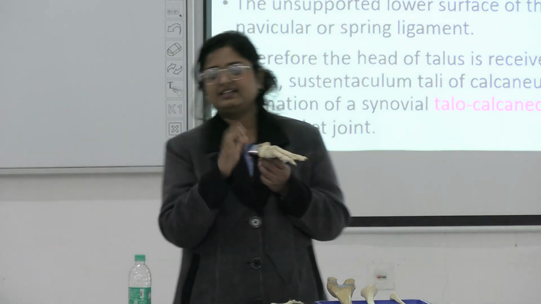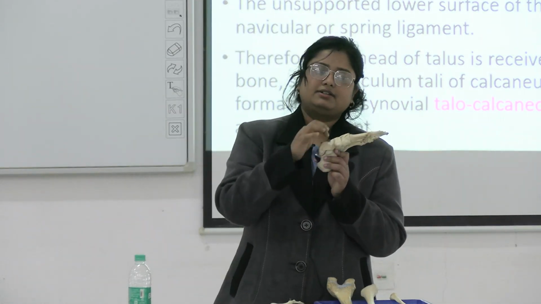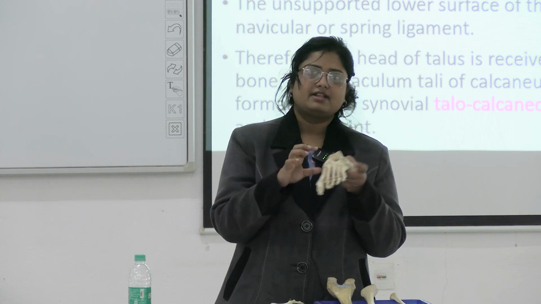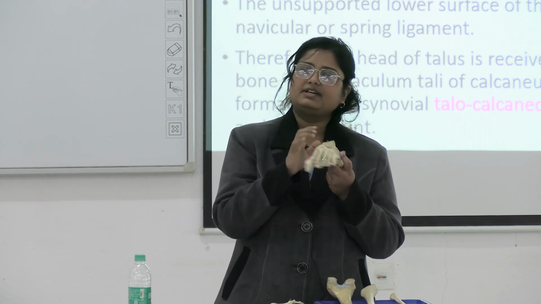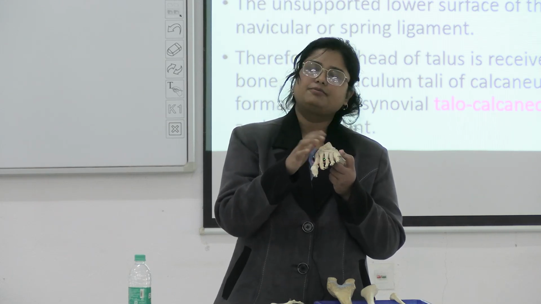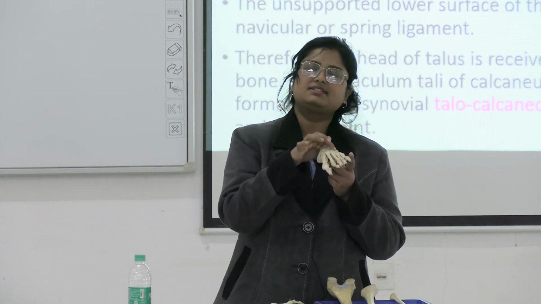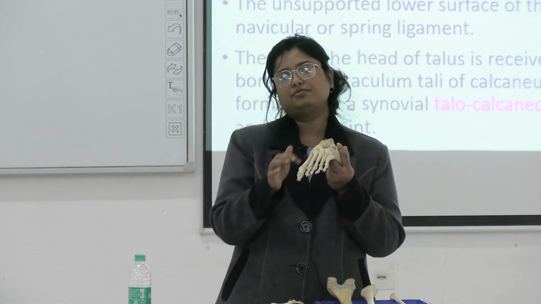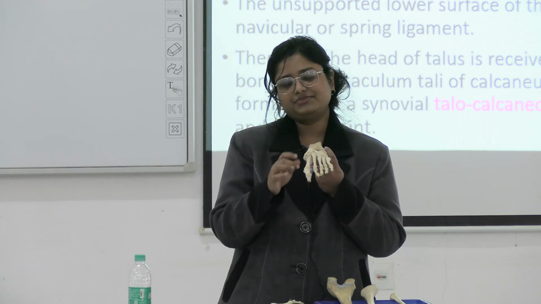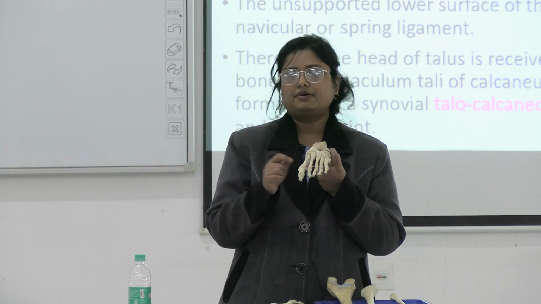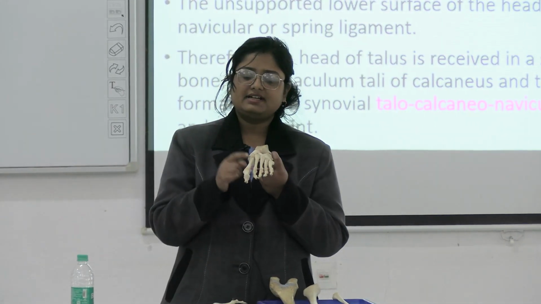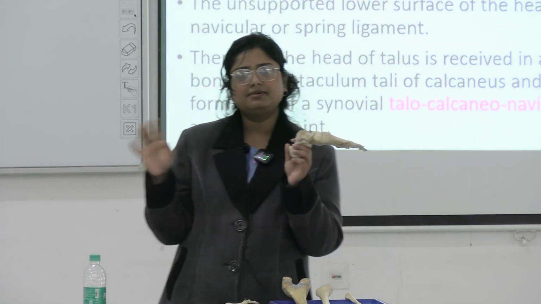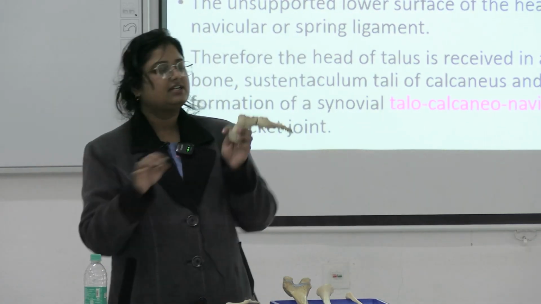The head of the talus articulates with one concave bone, known as the navicular. In front of the calcaneum is this cubic shaped bone, known as the cuboid. And these three smaller, wedge shaped bones are known, from medial to lateral, as the medial, intermediate and lateral cuneiforms. Understood? So you will be able to identify the bones.